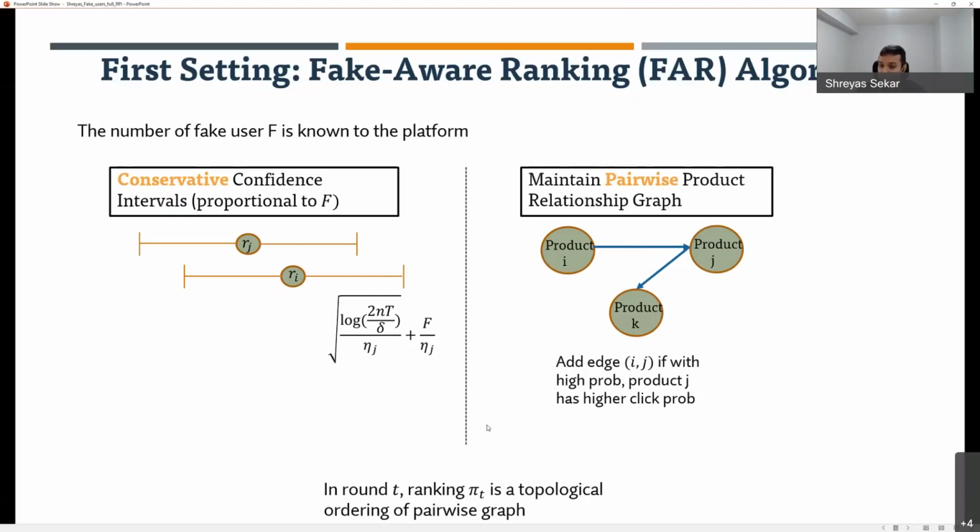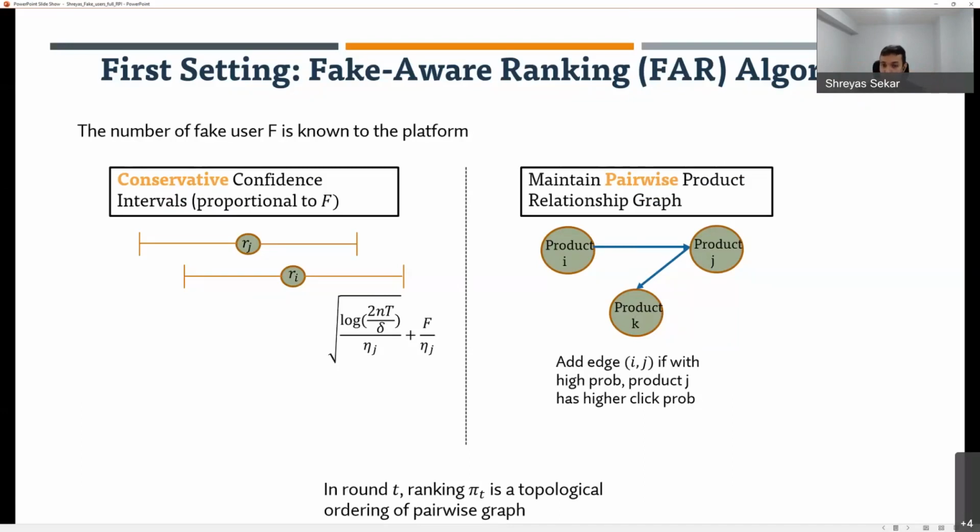Why is this helpful, right? So imagine that I know that product J is better than product I, but I don't have any information between J and K. That's totally fine because the topological sort is going to ensure that product J is still ranked above product I. Okay. So in other words, I can use my partial information to construct better rankings.